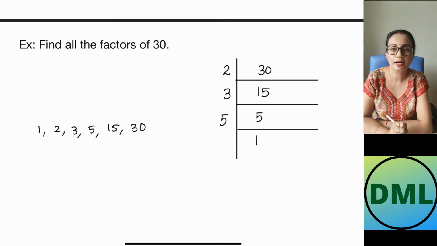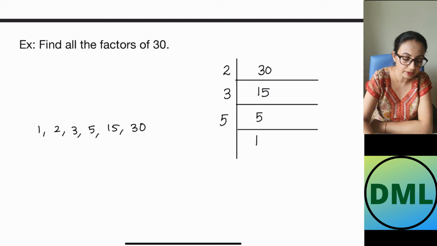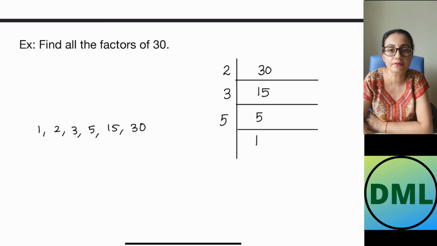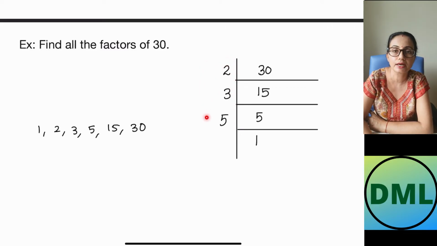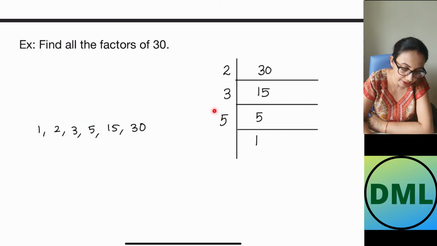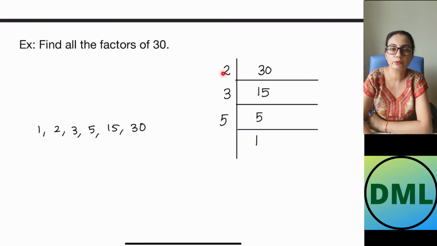But this is not my answer. Is there any other factor also which is completely divisible by 30? That we have to figure out. So I have to look at these values 2, 3 and 5. I need to multiply these values in such a way that I get a different number other than these. If I multiply 5 times 3, 5 times 3 is 15. So 15 I have already written. If I take 5 multiplied by 2, what will be my answer? 5 multiplied by 2 is 10.